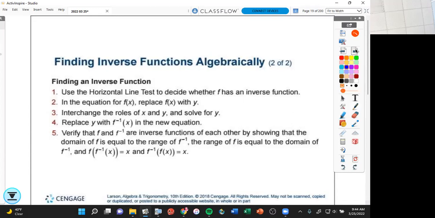Step number 5, make sure it's true by doing composition of functions. Plug f inverse into f, plug f into f inverse, make sure you get x both ways. That step is very important.